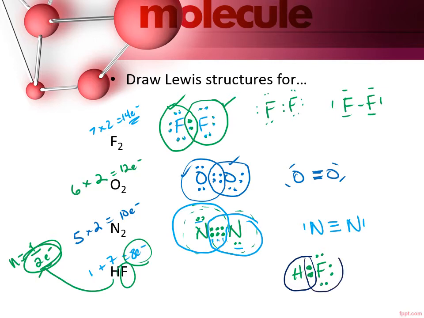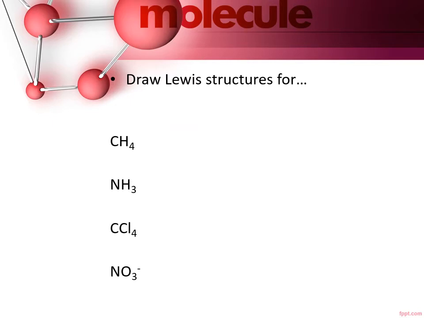Fluorine now has 8 and hydrogen has 2, and this is good. Hydrogen does not want 8. How I would draw this, HF, and show those electrons around fluorine, not around hydrogen. Good? Good. More Lewis structures.